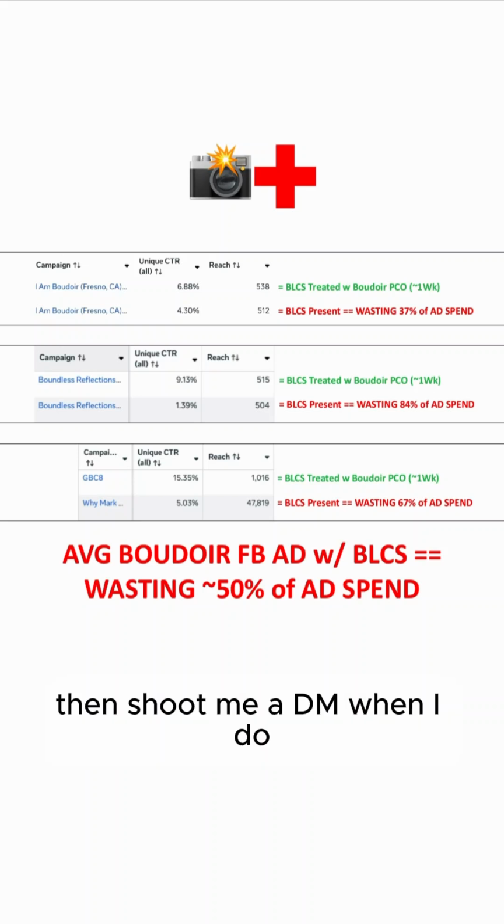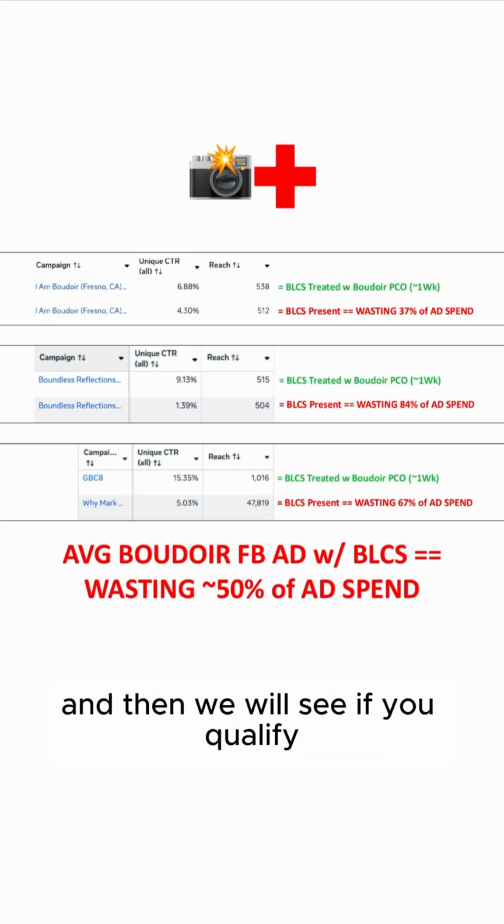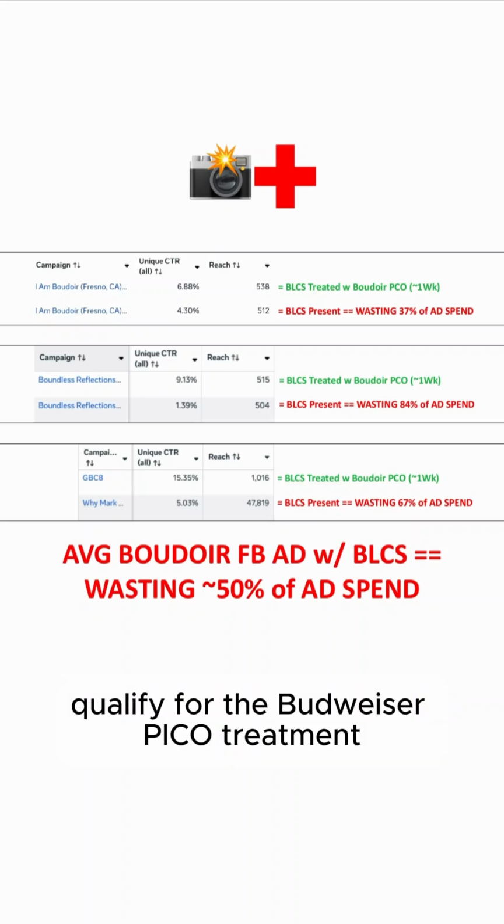Then shoot me a DM when I do open it up for new patient intake. Right now I do not have that open, but when I open it up for new patient intake, we will see if you qualify for the Boudoir Pico treatment.